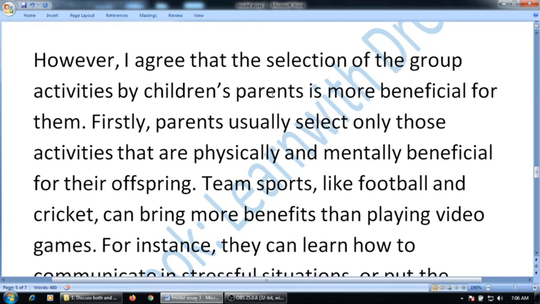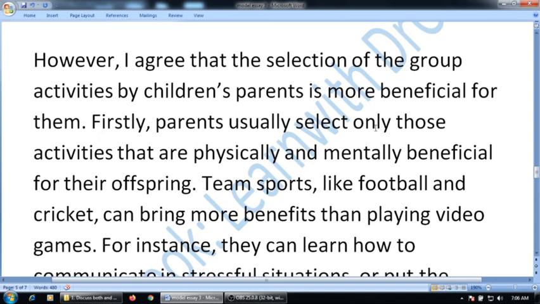Why is there parents and then I have to use are? Parents are more. No, the subject of this verb is the selection. The selection of, this is singular, the selection of group activities by children's parents is more beneficial for them.